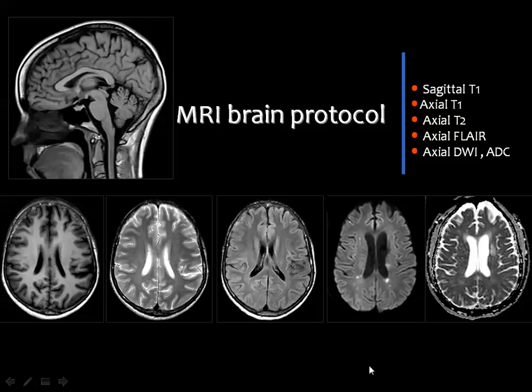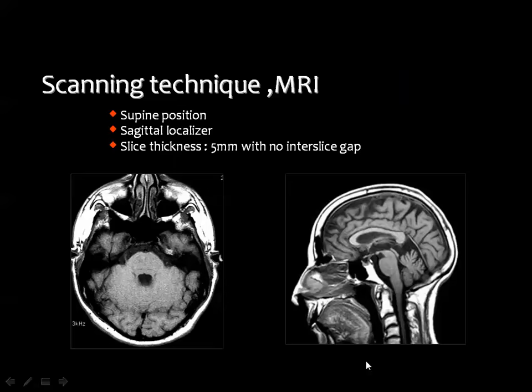Then the patient is scanned in the supine position. We use the sagittal images as a localizer to design the sections, and we usually start from the level of the foramen magnum and we proceed to the vertex of the skull horizontally. There is no angle for the examination, and you know that we are able to have this angle, but in MRI we do not usually need this angle. Then the slice thickness is 5 millimeter. We may leave a 2 millimeter inter-slice gap, and we may not leave this gap, but usually the slice thickness is 5 millimeter and we leave a 2 millimeter inter-slice gap.